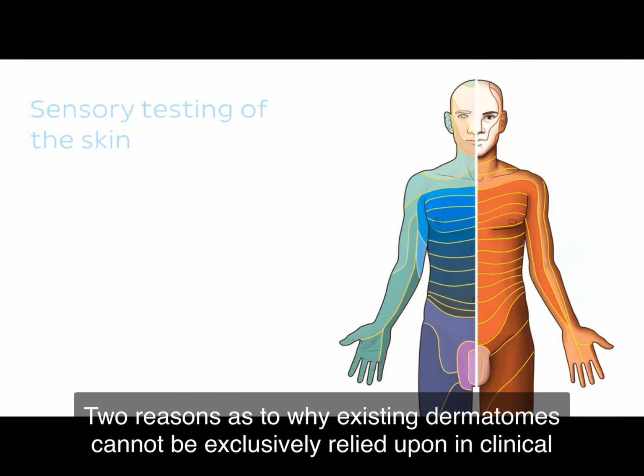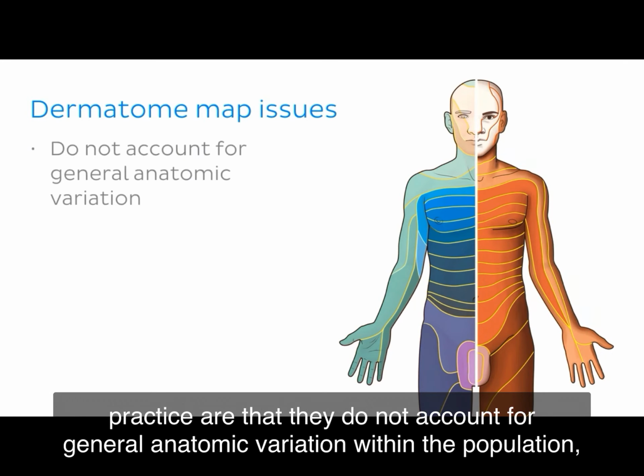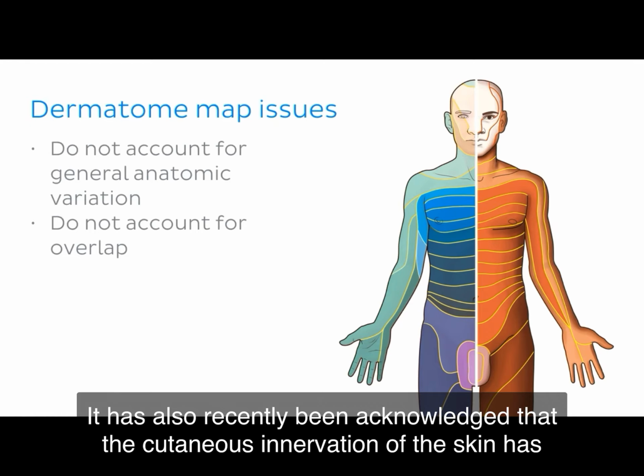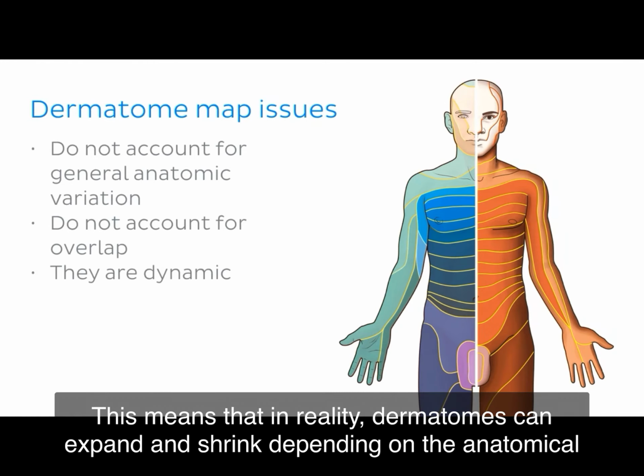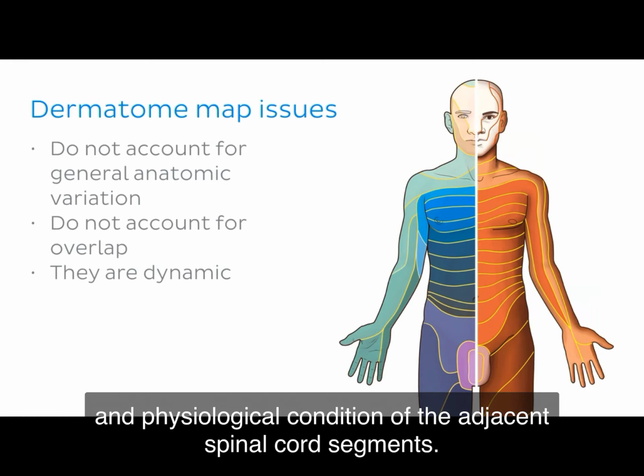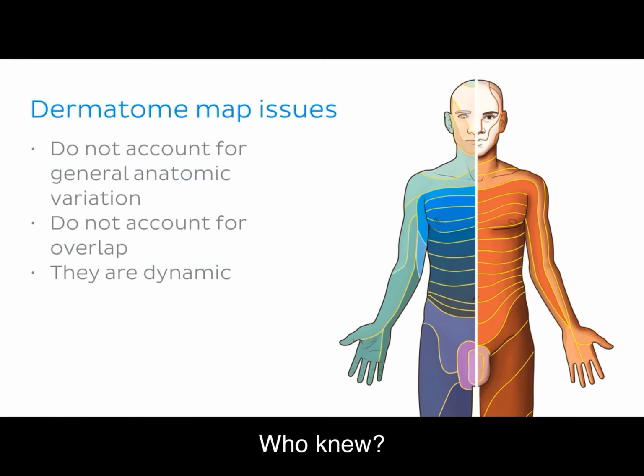Two reasons as to why existing dermatomes cannot be exclusively relied upon in clinical practice are that they do not account for general anatomic variation within the population, and secondly, they do not account for overlap between adjacent dermatomes. Actually, let's make it 3 reasons. It has also recently been acknowledged that the cutaneous innervation of the skin has a somewhat dynamic nature. This means that in reality, dermatomes can expand and shrink depending on the anatomical and physiological condition of the adjacent spinal cord segments. Who knew?